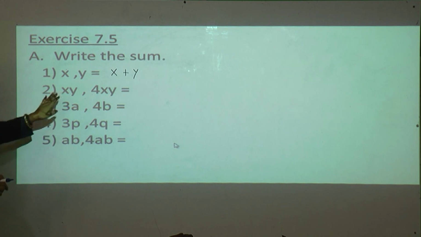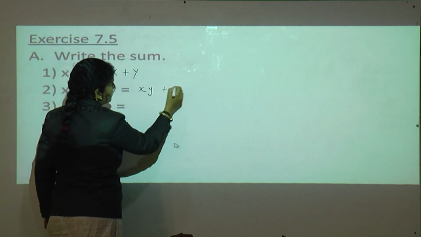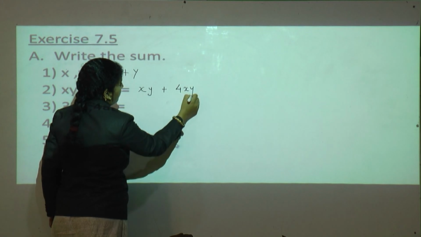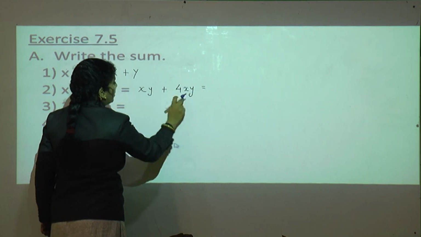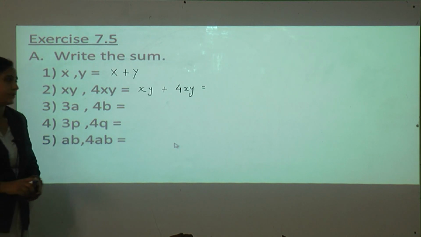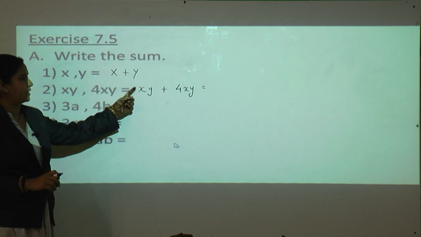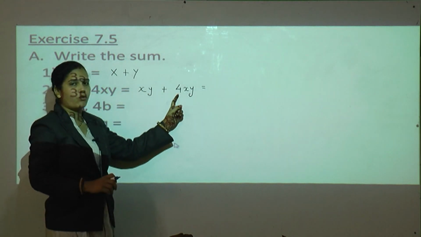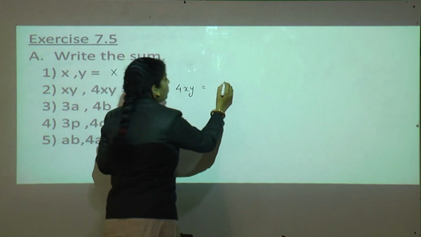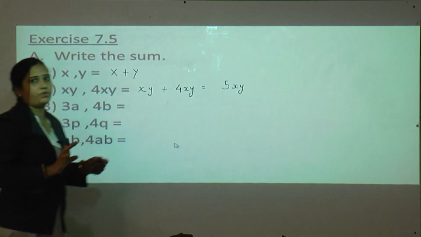Okay, now xy and 4xy, what to do, students? Now see, xy plus 4xy, both are like terms, so we can add it. So here nothing means 1 is there, isn't it? 1xy plus 4xy, that means 5xy. Understood, all of you?